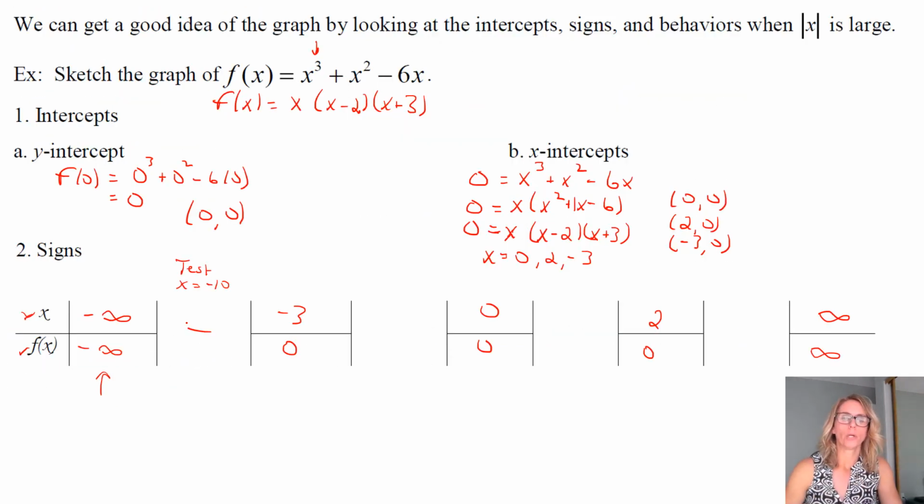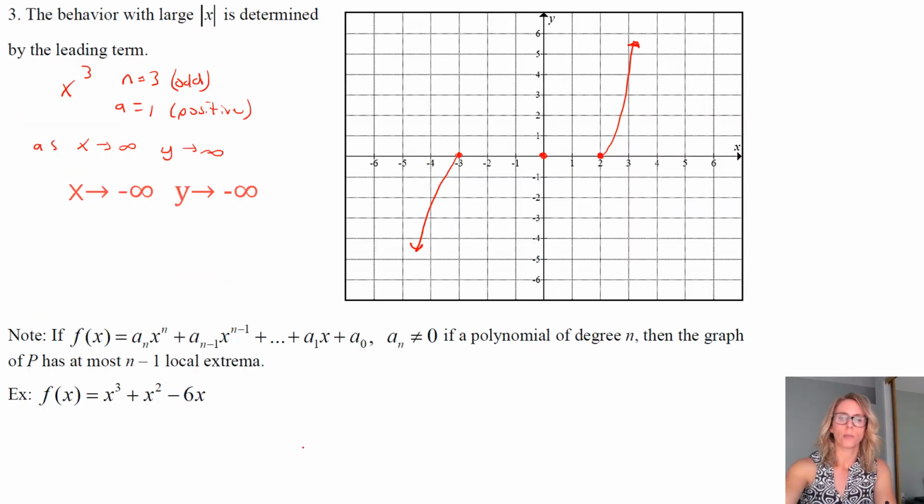Now, between negative 3 and 0, I could pick something like x equals negative 1. We plug it in, so we're finding f of negative 1. F of negative 1 is going to be a negative 1 times a negative 3 times a positive 2. Negative, negative, positive. That's going to be positive. So what that tells me is that my y values from negative 3 to 0 need to be positive. So I'm going to go up.